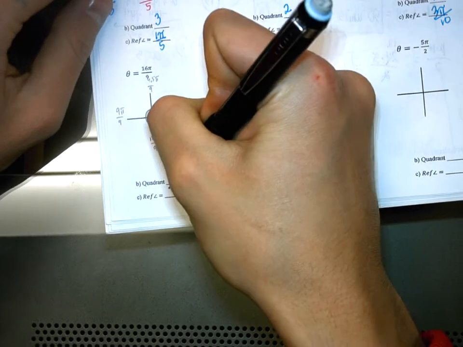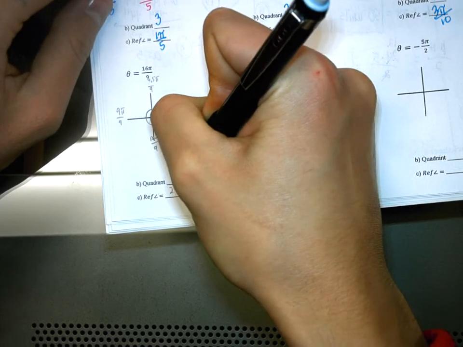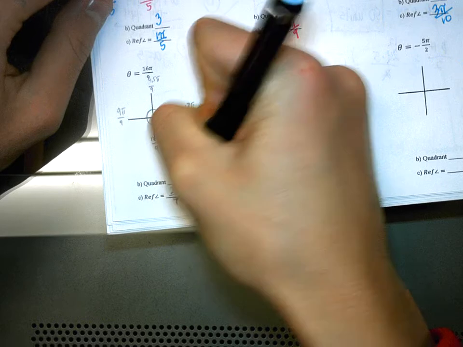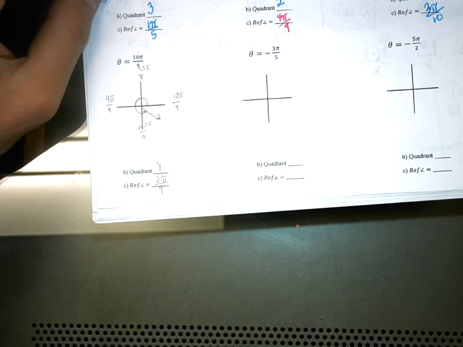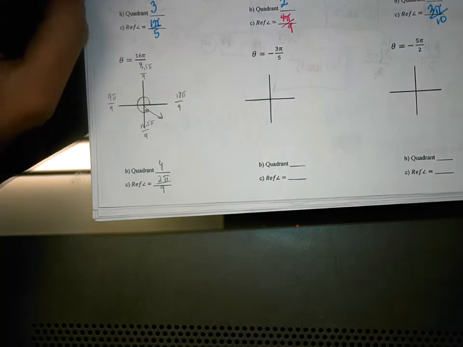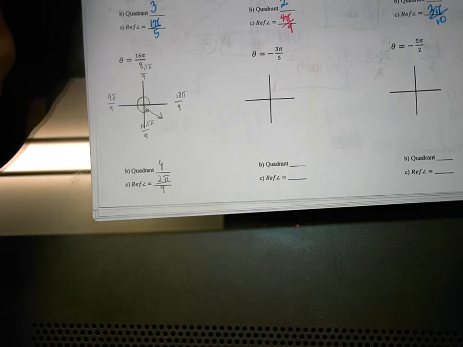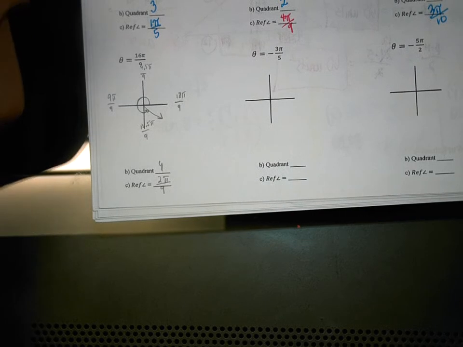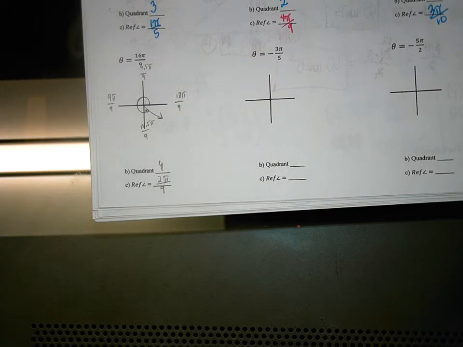Okay, and so that's 16 pi over 9, and the reference angle, what did you put? Yeah, 2 pi over 9. Sorry, I couldn't read it for a second. Perfect, well done. All right, do we have any questions?